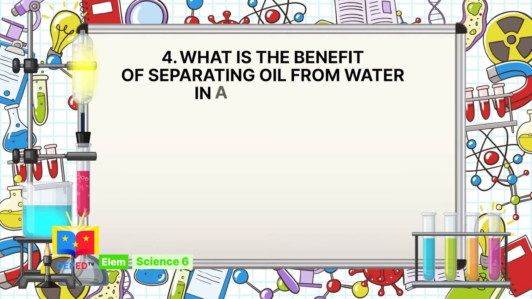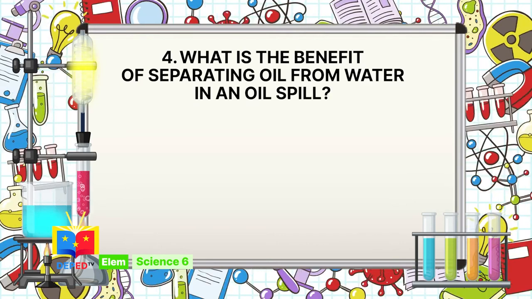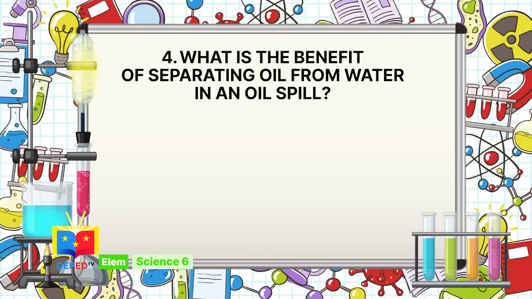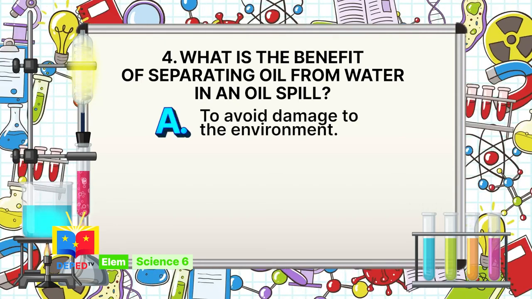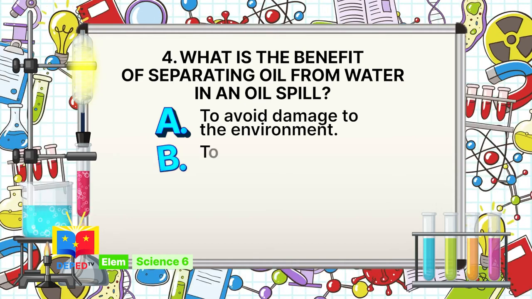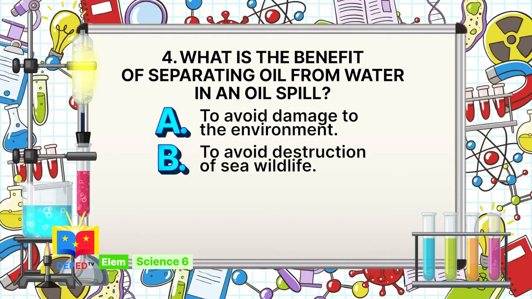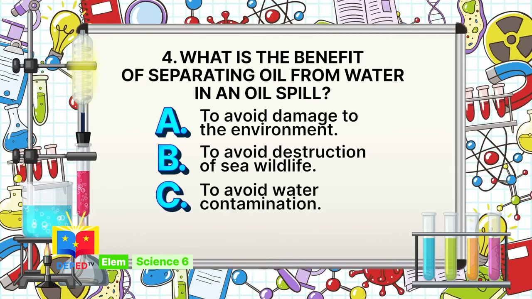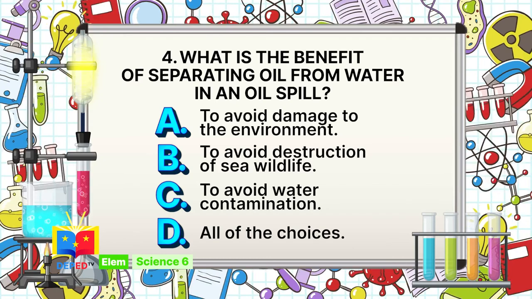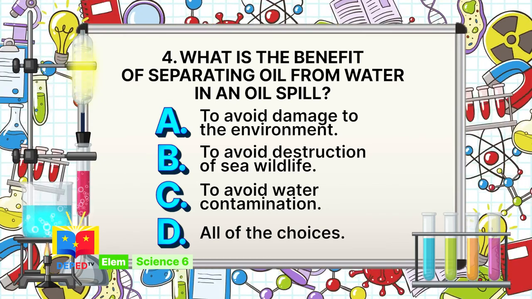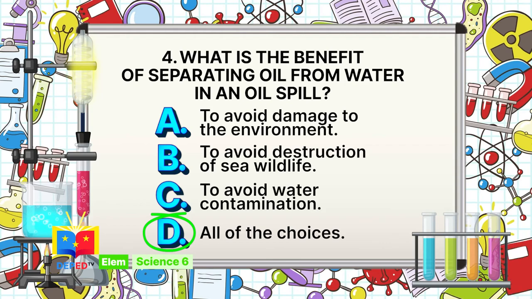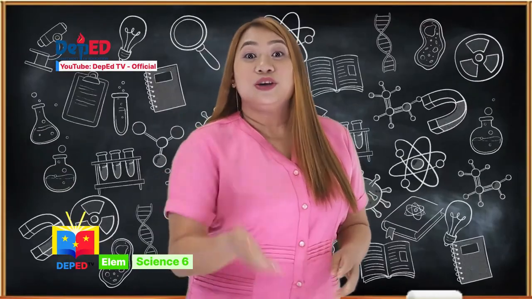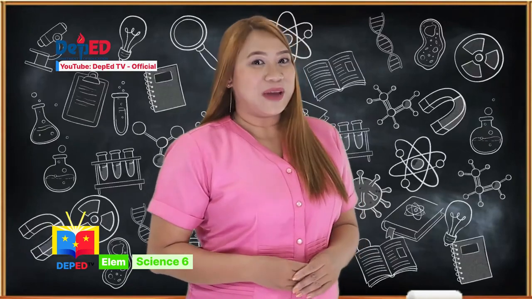Number 4. What is the benefit of separating oil from water in an oil spill? Letter A. To avoid damage to the environment. Letter B. To avoid destruction of sea wildlife. Letter C. To avoid water contamination. Letter D. All of the choices. The correct answer is letter D. All of the choices. Very good, science-minded learners! You answered all the items correctly.